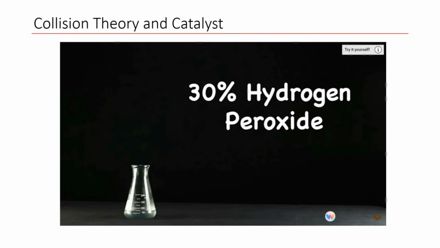Okay, so let's look at the impact of our next factor, catalyst. First we'll look at the demo, and then we'll talk about what's going on. Here we have in our Erlenmeyer flask 30% hydrogen peroxide. Now when it undergoes decomposition, it will release hydrogen gas.